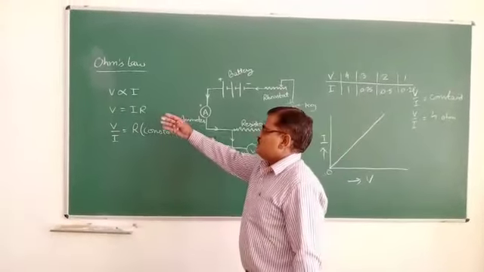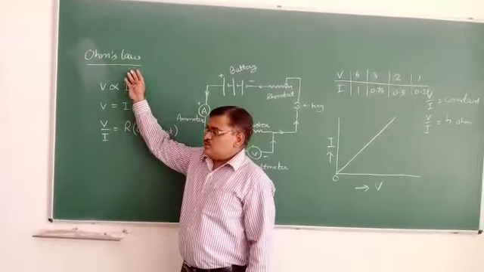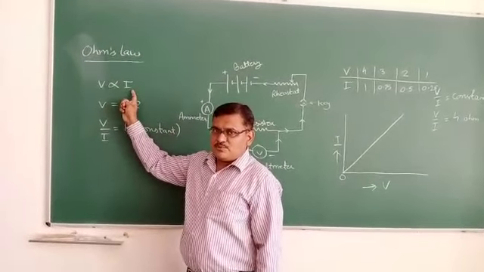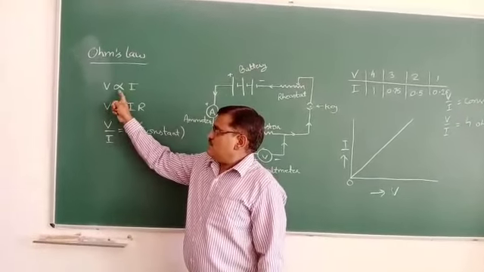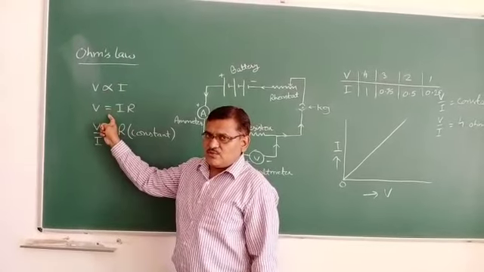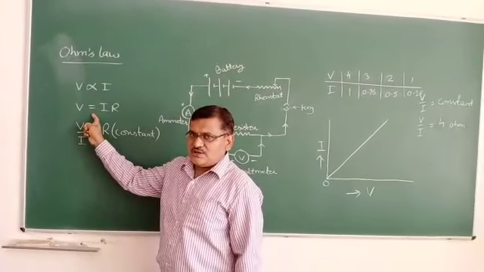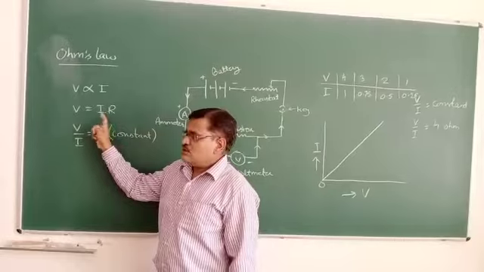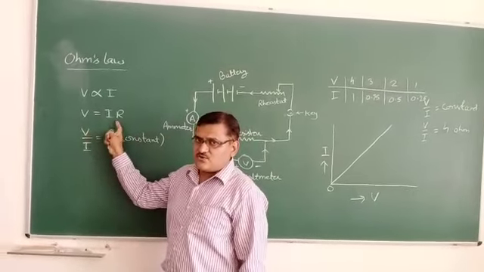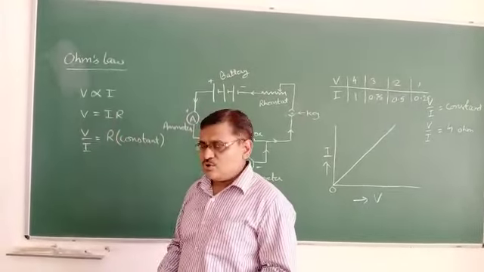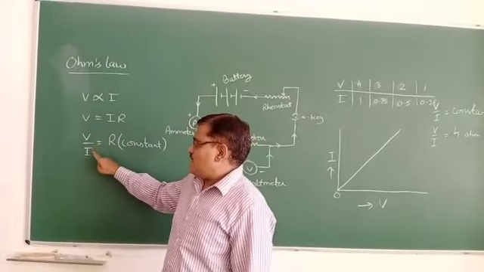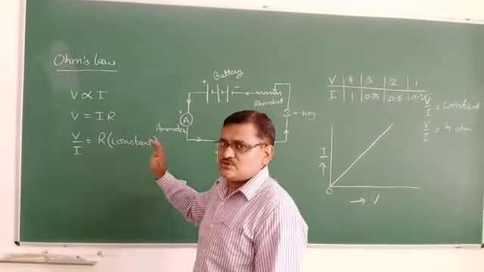You know about Ohm's law, that potential difference is directly proportional to current, and when we change the sign of proportionality to equal, we need to apply one constant, and here the constant is resistance. So V is equal to IR is the formula that we are getting from Ohm's law. According to this formula, V by I is equal to R, which is always constant.